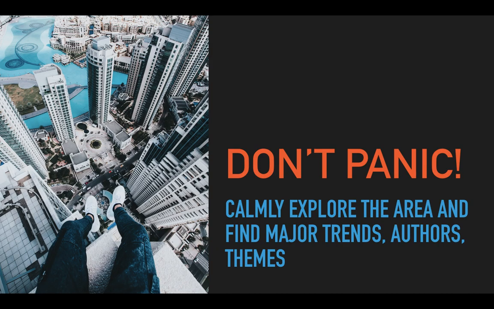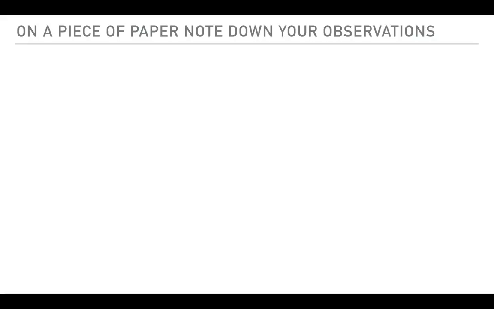Don't panic. Don't jump. Calmly explore the area and find out major trends, authors, and themes in that area. You have to Google search. You have to read about that area that you like and find out what are the major trends in that area, who are the major authors, what are the major books, and what are the major themes in that area. It is easy to say, but difficult to do. So I will show you what I did.